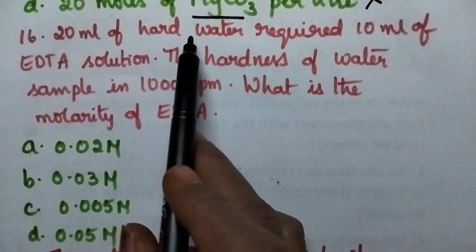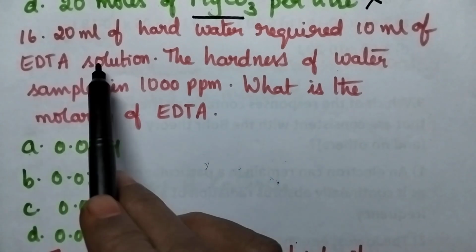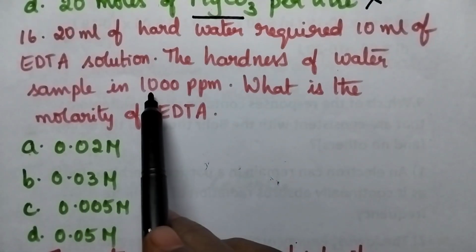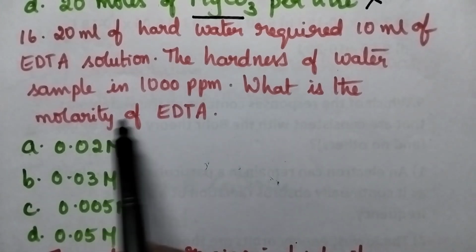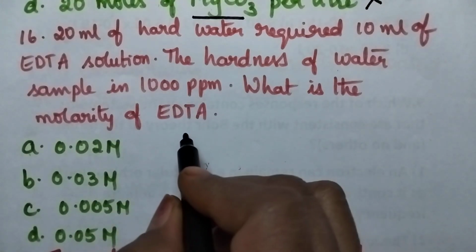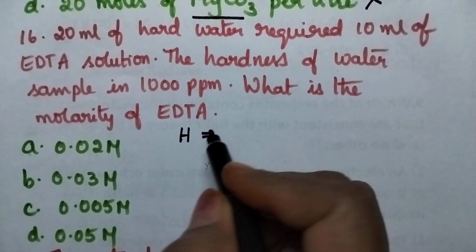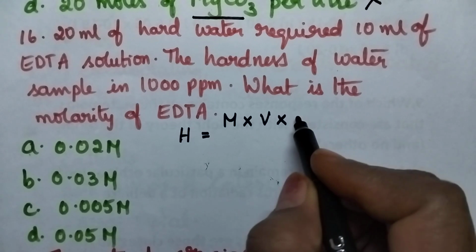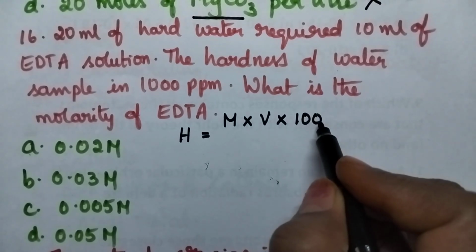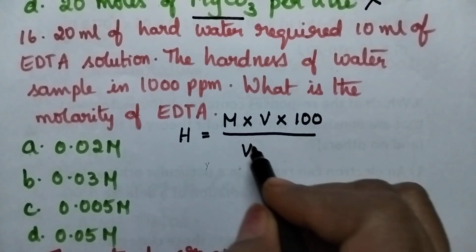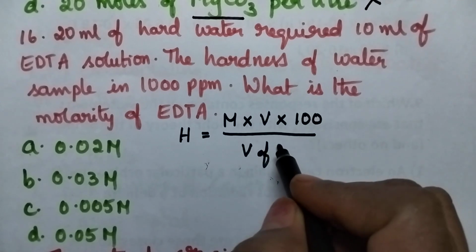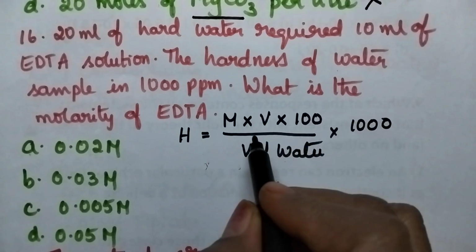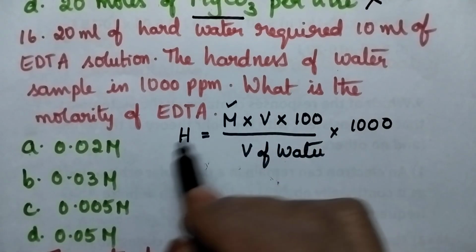20 ml of hard water required 10 ml of EDTA solution. The hardness of water sample is 1000 ppm. What is the molarity of the EDTA solution? So hardness can be calculated by using the formula molarity of the EDTA into volume of the EDTA into molecular weight of calcium carbonate, that is 100 divided by volume of water sample into 1000. So here we are supposed to calculate the molarity.